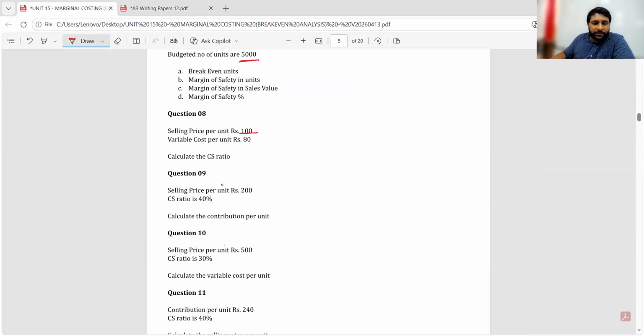Okay, let's move to the next question. I am asking you to find the contribution per unit. That is simple. From the sale, what is the meaning of this? Tell me. From the sale, 40% is contribution. Yes or no? From the sales, 200, 40% is the contribution. Then how much is the contribution? 80. Then what is the remaining 60%? Variable cost, 120.